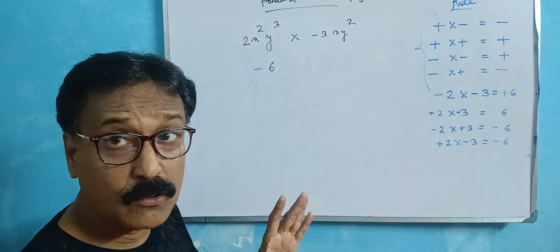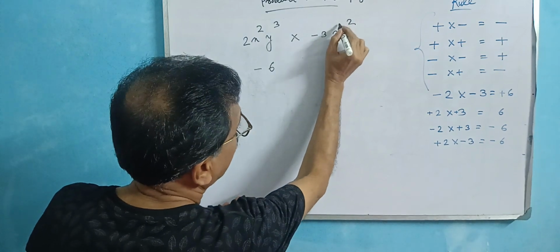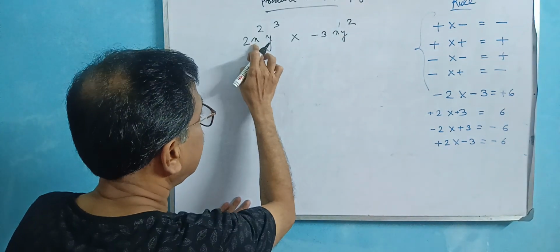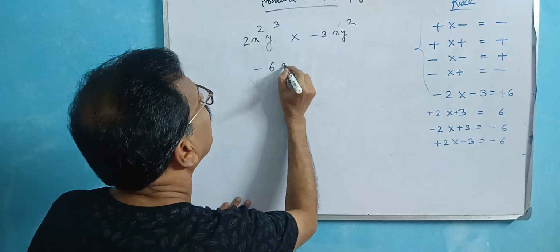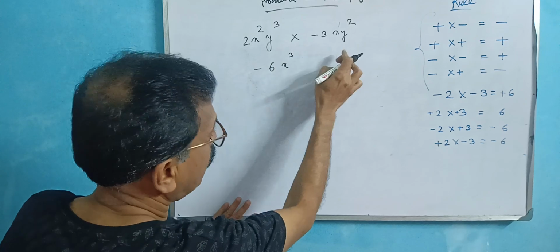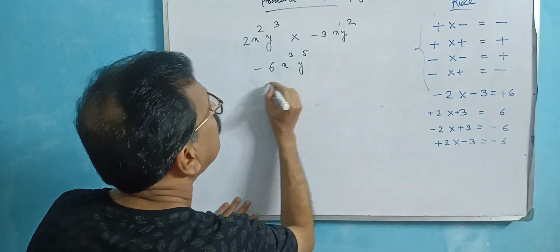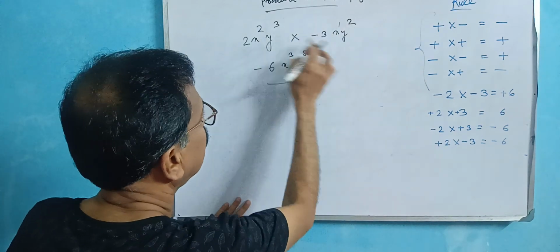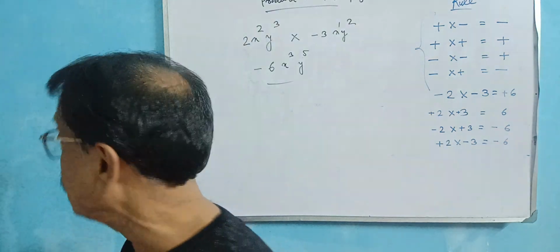Very simple, understand the matter well. This is x, there is also x. Here is no power, that is actually taken as 1. So here is x, here is x. There is 2, there is 1. Directly you write 2 plus 1, 3, x to the power 3. Here is y, here is 3, here is 2. So 3 plus 2, 5, y to the power 5. Clear? So this is the basic thing.